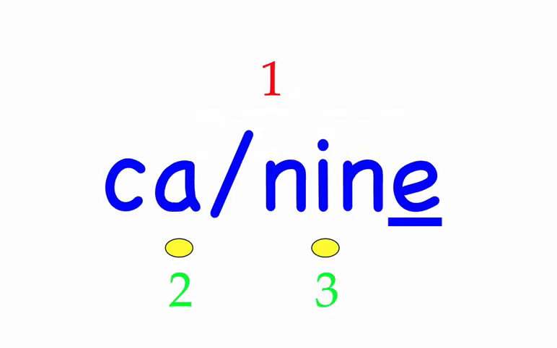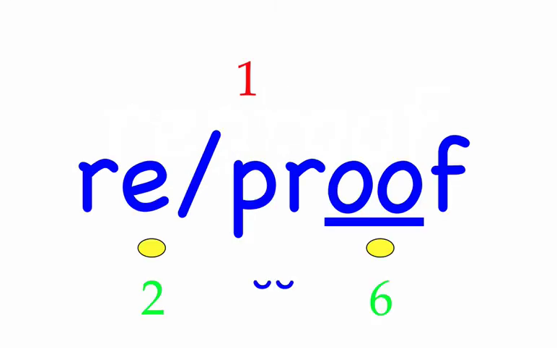Reproof. Reproof. Reproof is an expression of disapproval. Reproof. Re, 2 sounds. R, E. Proof, 4 sounds. P, R, U, F. Reproof. Mark the word. Reproof. PR, again, is marked as a consonant blend.